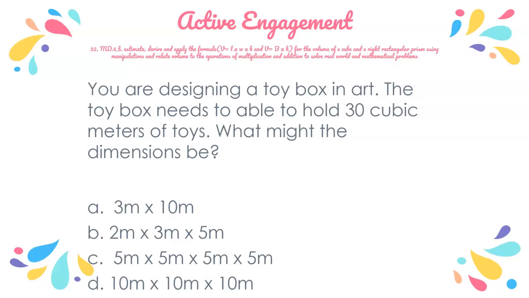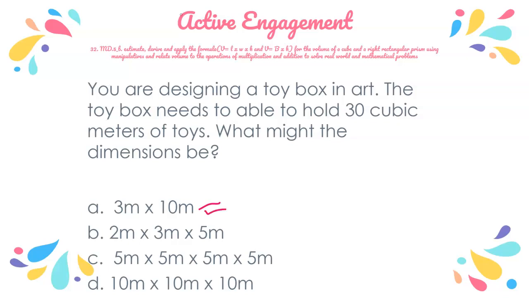Pause the video and determine which answer it should be. All right, boys and girls, which answer did you choose? Turn and whisper to a neighbor. Now, if you were solving this, the first thing that you would want to do is actually multiply all the answers to see which one is equal to 30 cubic meters. Okay?